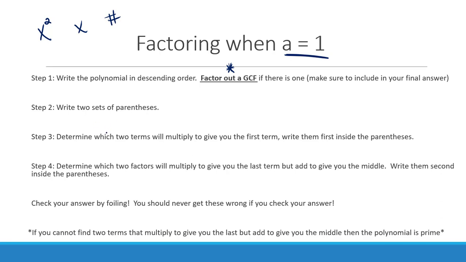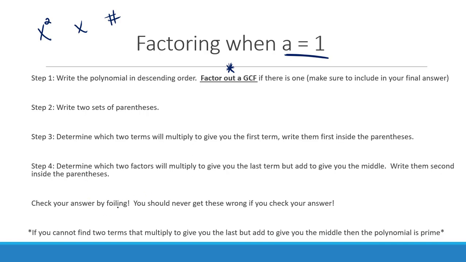You write two sets of parentheses. You have to determine which two terms will multiply to give you the first. You write those in parentheses. And then which two terms will multiply to give you the last, but then add to give you the one in the middle. And then you write them second inside parentheses.